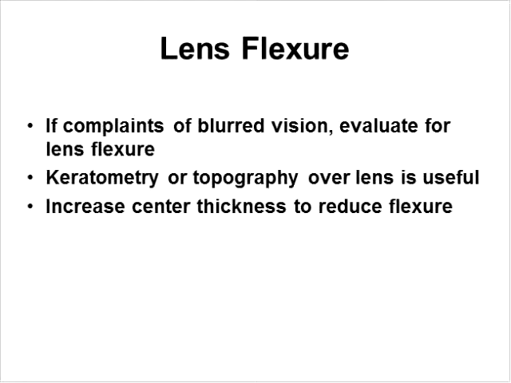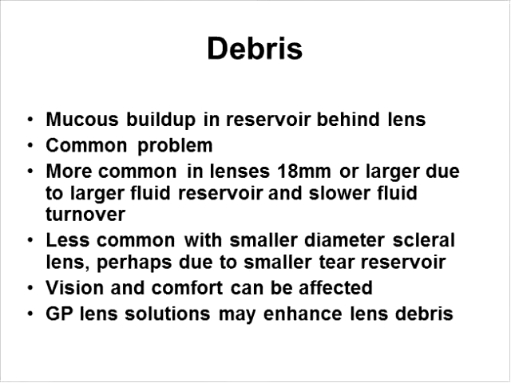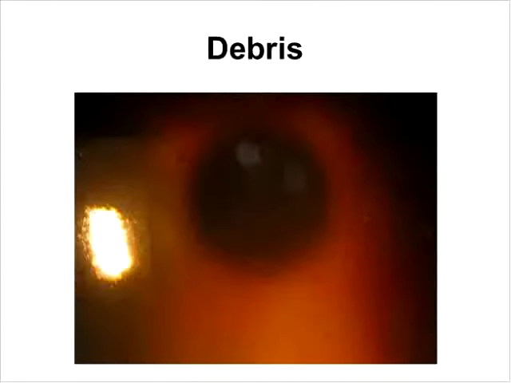If there are complaints of blurred vision or astigmatism on retinoscopy or refraction, evaluate for lens flexure. Keratometry or topography over the lens is helpful. It may be necessary to increase the center thickness to reduce lens flexure. Debris under the lens is a common problem with scleral lenses. It's more common in lenses 18 millimeters or larger due to a larger fluid reservoir and slower fluid turnover. Vision and comfort can be affected, and gas-permeable lens solutions may enhance the debris. Here, I hope you can appreciate all the debris under the lens.